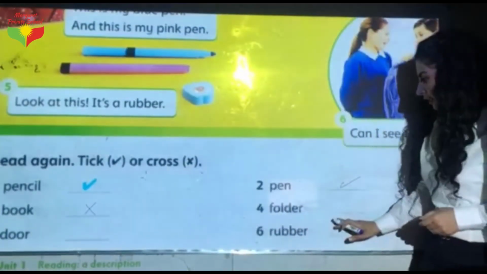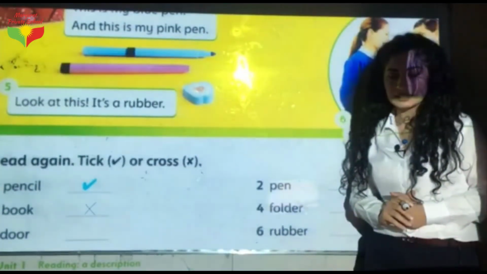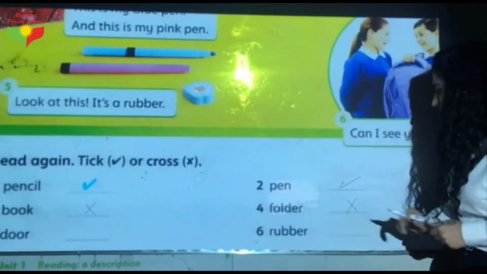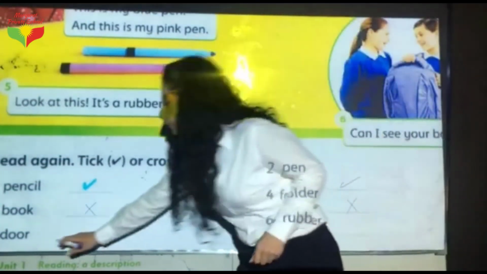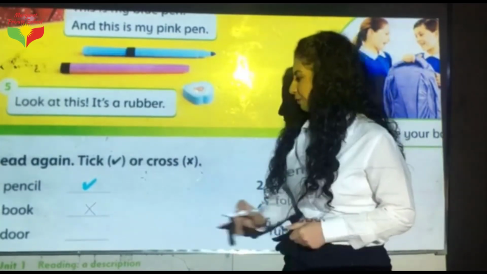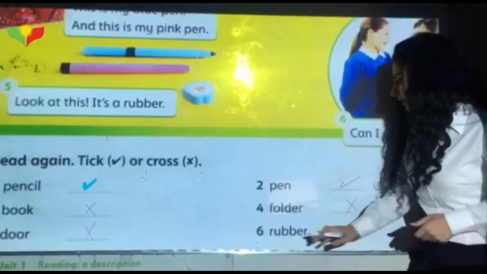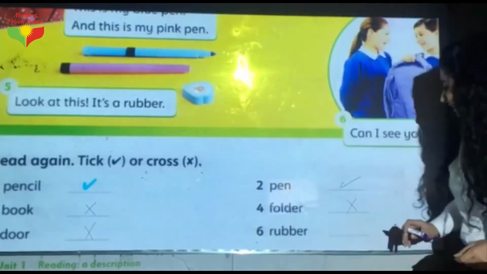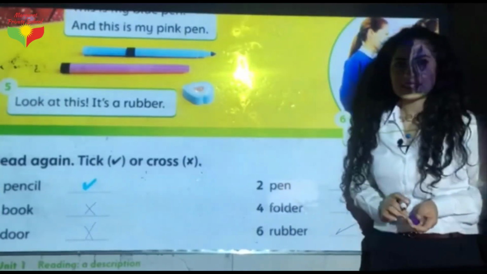Let's go to the fourth one. Did we see any folder in the picture? Excellent. You should cross because we didn't see any folder. Okay, let's go to the fifth one. Door. Did we see any door in the picture? No. Excellent. So cross. Let's go to the last one. Rubber. Did we see any rubber? Yes, of course. Now we can see it. Okay, take a rubber. Now write it in your books.